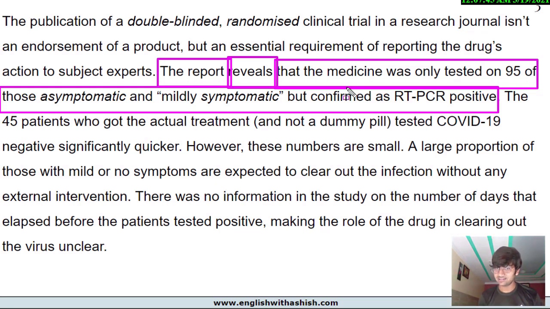Now take a couple of seconds and break down the object of the verb reveals, right? This entire thing. Do that. Take a couple of seconds.